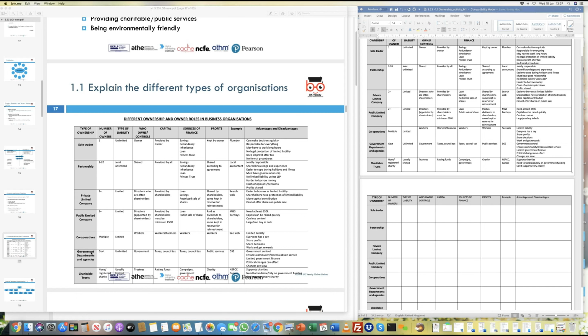So workers and businesses have joint ownership, and they have some sort of liability in the business, and they share profits and they are involved in the decision making of the company.